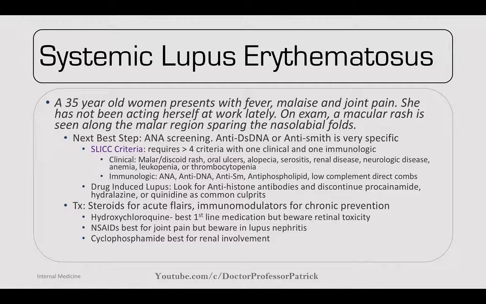And for drug-induced lupus, you want to specifically look for antihistone antibodies and discontinue. The most common culprits are procainamide, hydralazine, or quinidine. And then the treatment for SLE would be steroids for acute flares and immunomodulators for chronic prevention. Hydroxychloroquine is the best first-line medication, but you have to have yearly retinal toxicity screening. NSAIDs are the best for joint pain, but you have to be aware of lupus nephritis as this could worsen it. And cyclophosphamide is best for renal involvement.